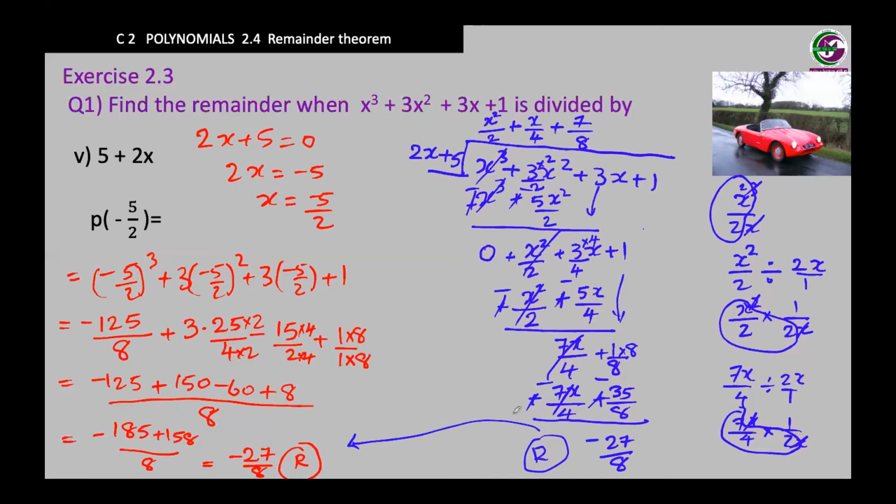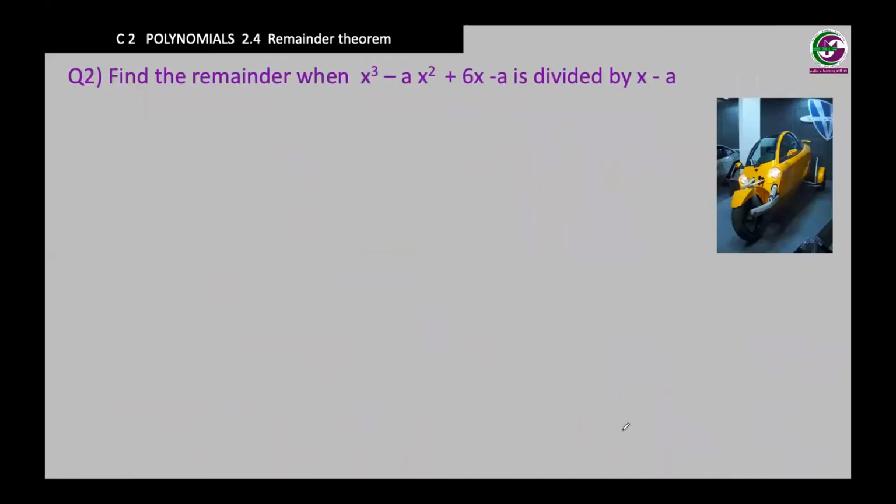Hope that is clear. Keep practicing, that will be good for you. It is really easy, but we need to focus a little bit. That's all for this question, and let's move on. Moving on to question 2. This is a simple question. We just have to find a remainder.